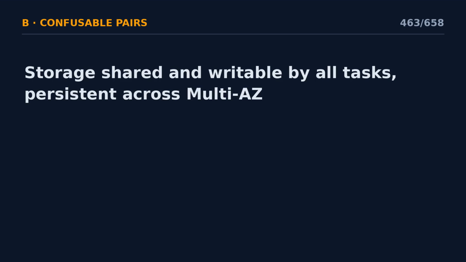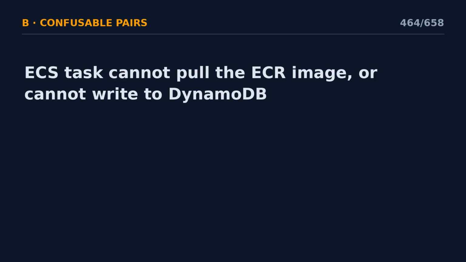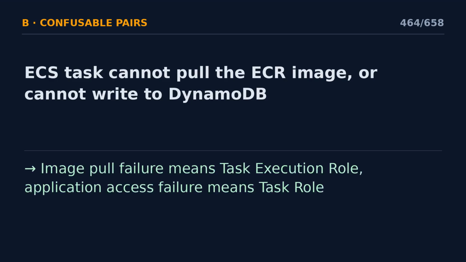Storage shared and writable by all tasks. Persistent across multi-availability zone. Answer: Amazon EFS. ECS task cannot pull the ECR image or cannot write to DynamoDB. Answer: image pull failure means task execution role. Application access failure means task role.